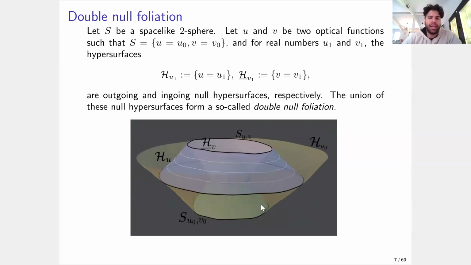Everything I said basically is for one null hypersurface, but as we said last time, you can basically introduce optical functions, which means a two-parameter family of null hypersurfaces, a two-parameter family of sections, which are intersections of your null hypersurfaces, and that will give you a double null foliation.